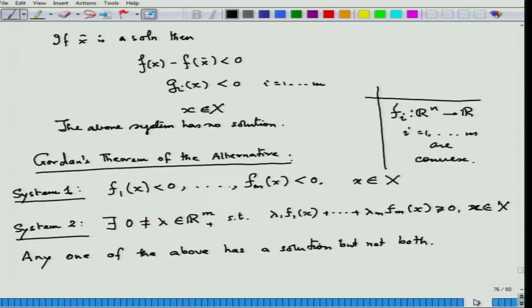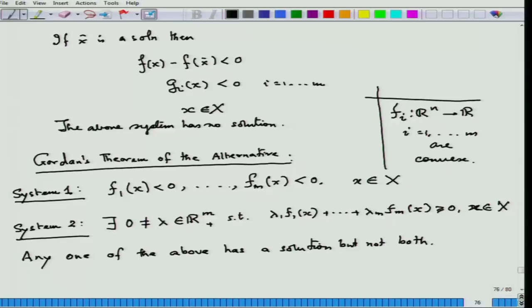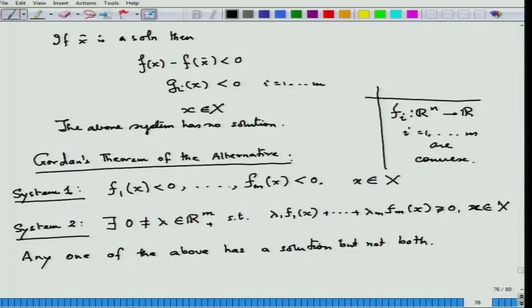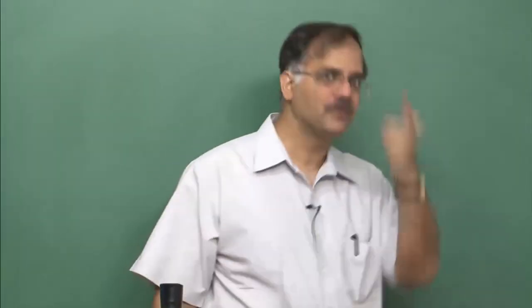Any one of the above systems has a solution, but not both. The interesting fact is that one of them would have a solution. If this is not having a solution, then this will have. It cannot be that both are not having a solution. If one does not have, the other has. That is the interesting part. That is what is meant by the alternative. One of the two always has a solution, but both of them cannot have a solution at the same time.